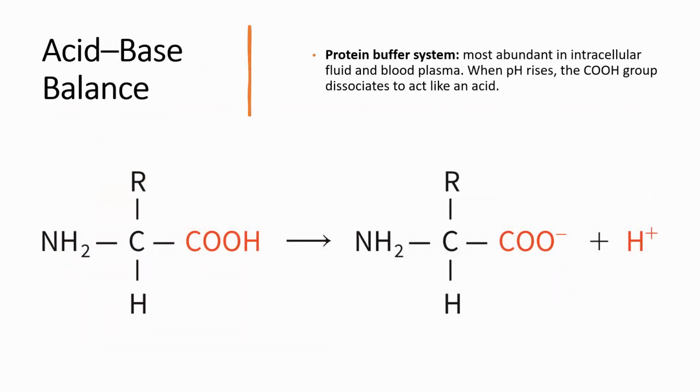And one of those buffer systems is the protein buffer system. It's the most abundant in intracellular fluid and blood plasma. And when pH rises, in other words, it gets more base or alkaline, the carboxyl group is going to dissociate to act like an acid. And so you can see right here the carboxyl group, and then it dissociates to act more like a carboxylic acid, for instance.